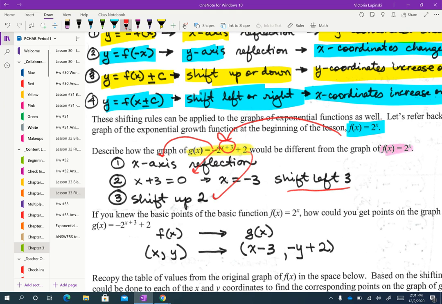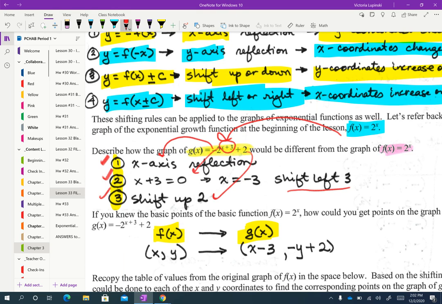So not only do you have to be able to write it in words, they also want you to be able to do it in terms of the coordinates. So if you had the original points and the original table on f, if you then applied these 3 transformations, how would you then be able to get a new point on g? Well, you basically want to take each of these 3 things and apply them appropriately in the correct order to the x's or the y's.